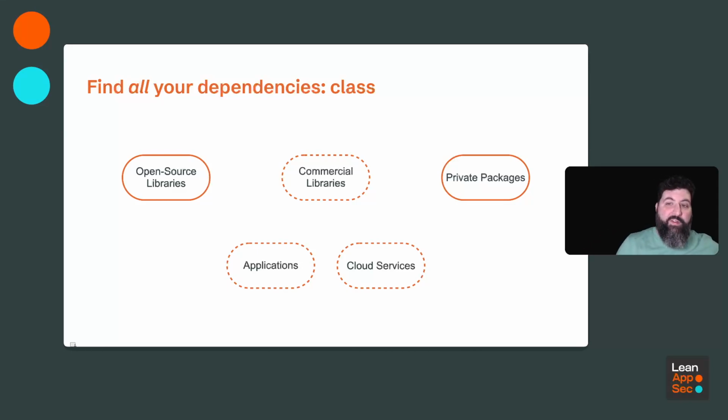Open source libraries that you're getting from some public package repository or from GitHub or whatever the case may be, and private packages that you produce in-house, first-party things, sometimes second-party things, which would be produced by a business partner, things like that. They're typically not as good at finding things like commercial libraries or whole applications that you're bringing into your environment or cloud services that you're consuming.